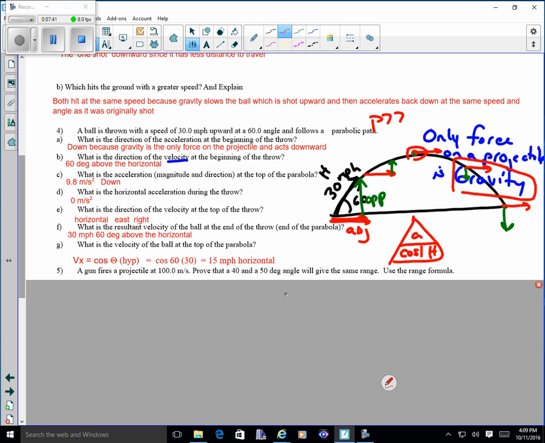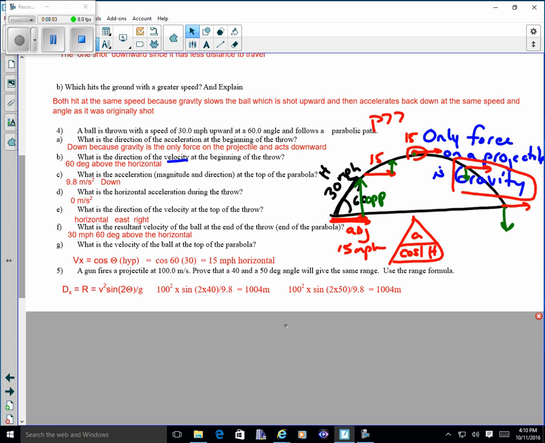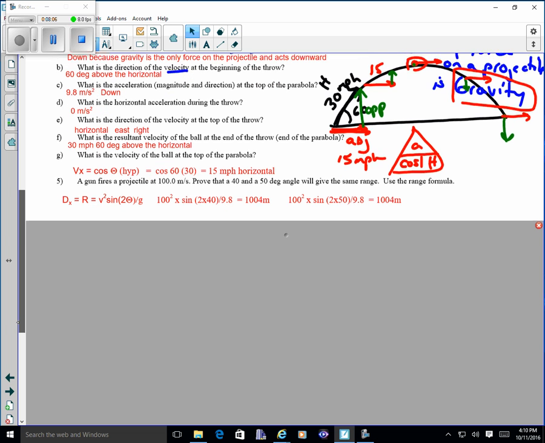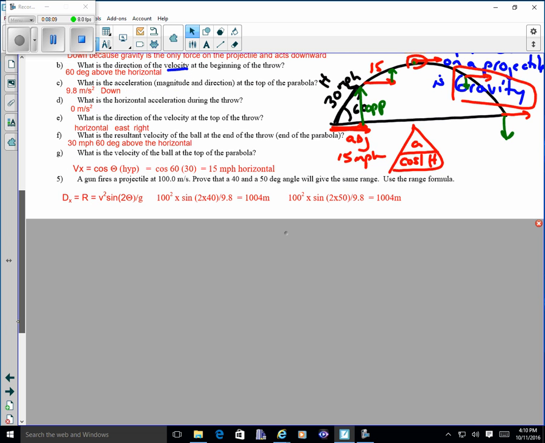In part 5, you've got a gun that fires a projectile at 100 meters per second, and you have to prove mathematically that a 40-degree angle and a 50-degree angle give you the same range. Well, now you have this weird looking formula here. It's really big. I put dx because when we talk about range, if you're going to shoot something downrange or downfield, that's the distance in the x direction. So I got distance in the x direction equals R, which stands for range. And that equals the velocity squared times sine of 2 theta. And 2 theta is in parentheses there, so make sure you put it in parentheses, divided by g. So now what I'm going to do is put in the 40-degree angle and do a problem for that.